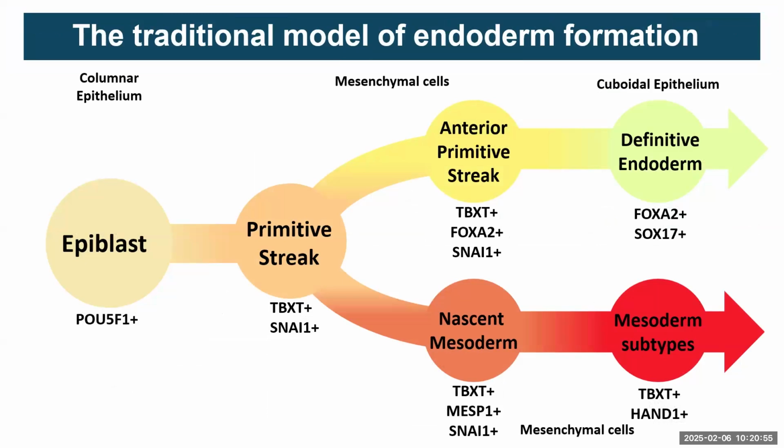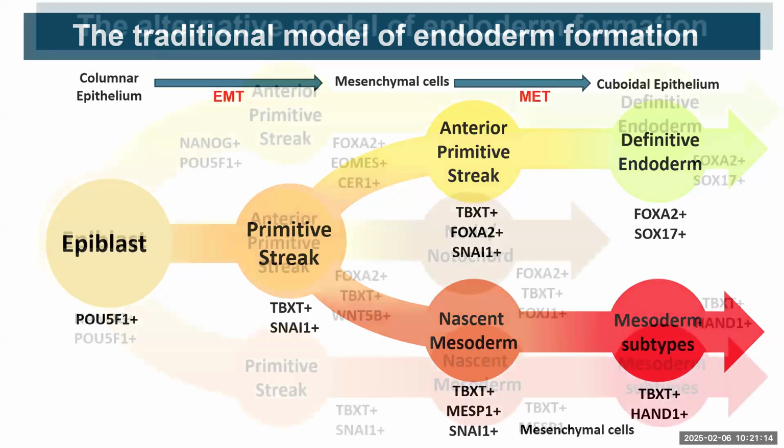What you have is an epiblast which undergoes the epithelial to mesenchymal transition to create the primitive streak, which eventually splits into two groups of cells. Cells on the top will give rise to the definitive endoderm, or the gut progenitors, and the rest makes the mesoderm. So that was the question.